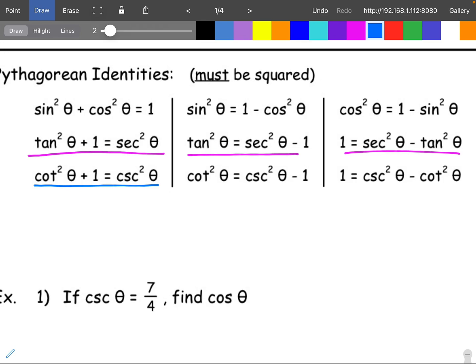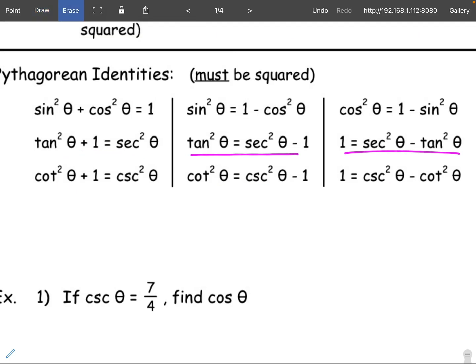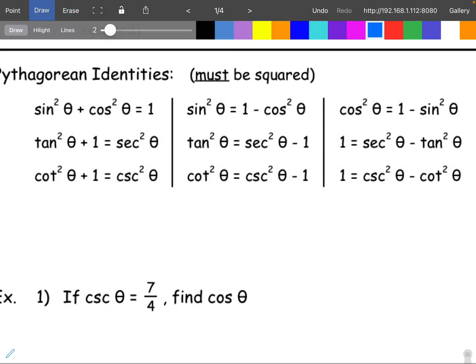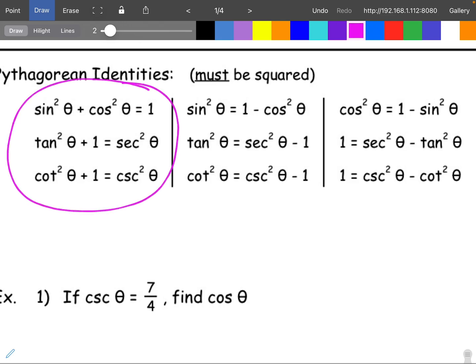If I take this and I manipulate it, if I subtract 1 from both sides, I'll get this. Or if I take that original and I subtract cotangent squared from both sides, I end up with this. So again, variations, which is why on your formula sheet, you're only given the originals because they can always be manipulated to get the other ones. So these are really the only ones that we want to focus on because we can create any of the other ones from those original three.